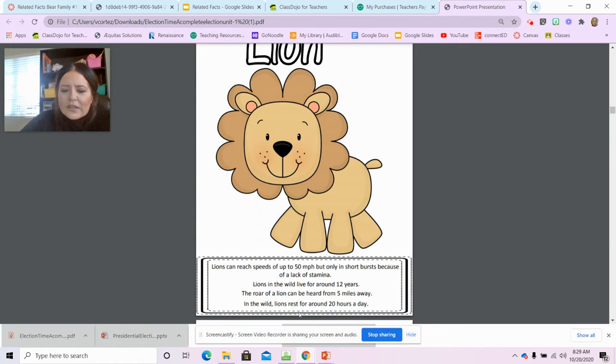In the wild, lions rest for around 20 hours a day. They rest for 20 hours. There's only 24 hours in the day. So that means that they rest for almost the whole day and only for 4 hours they're active. So what are some things that we can say about the lion?